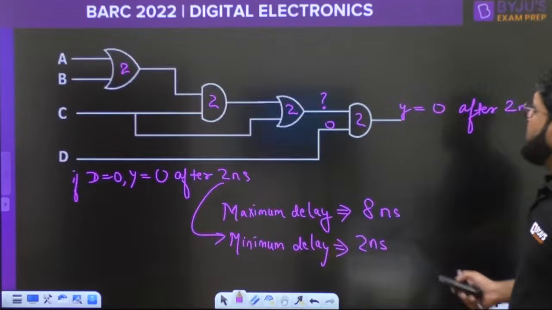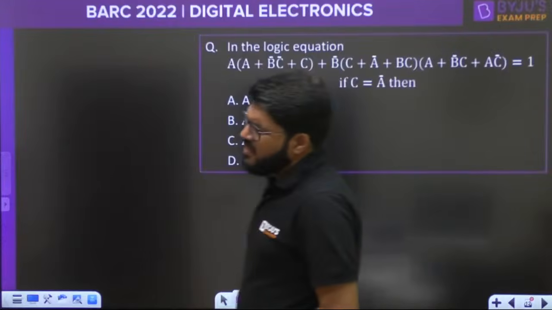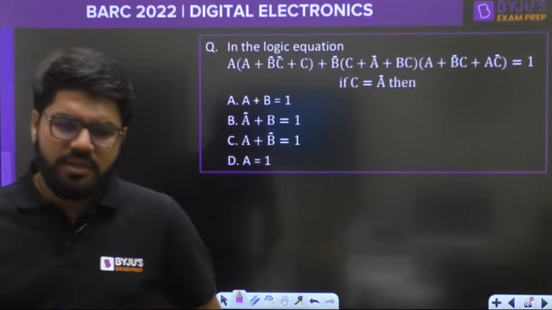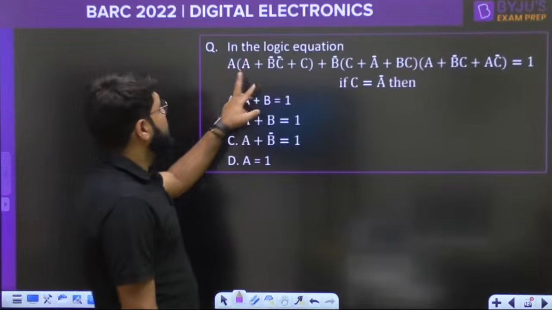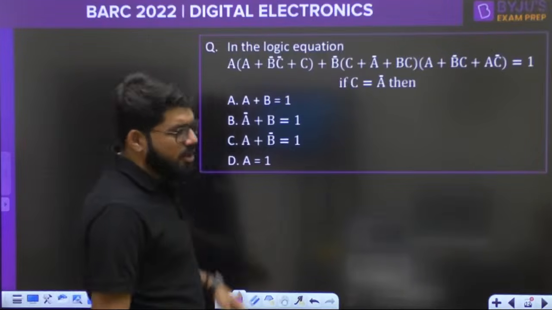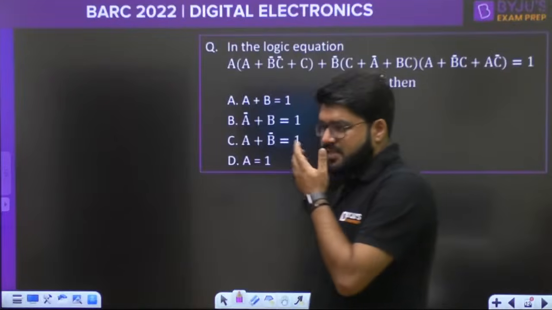Next one. Moving ahead to the next. Related to logic gates, some basic Boolean questions we can discuss now. In the logic equation, A plus something is given to you. If C is equal to A bar, then which of the options are correct? Some basic Boolean logic questions also we can discuss.